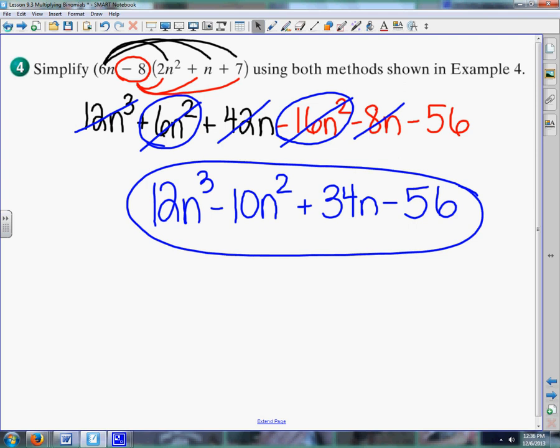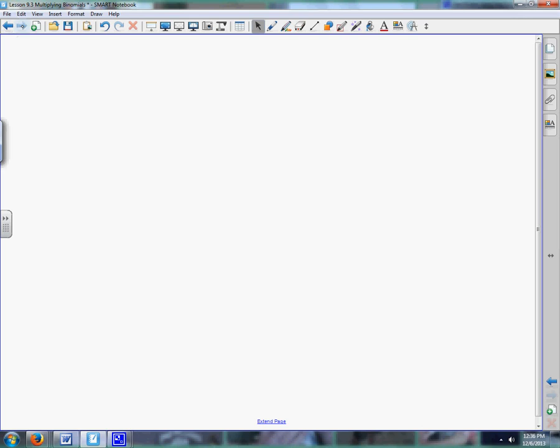So it's kind of fun because it's like a little puzzle, but I know you probably don't think it's fun. But that's it for your notes.